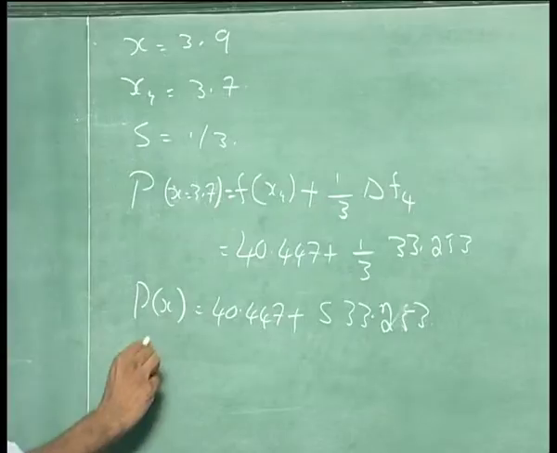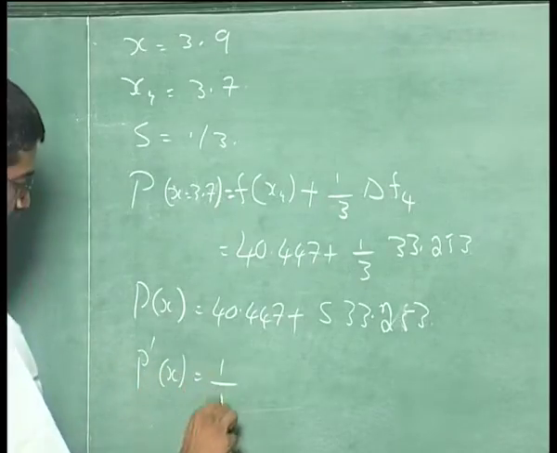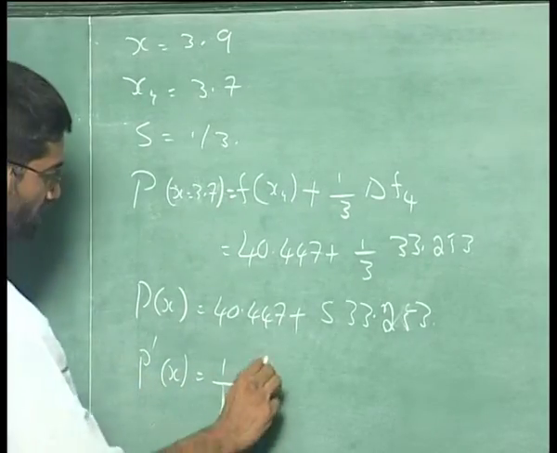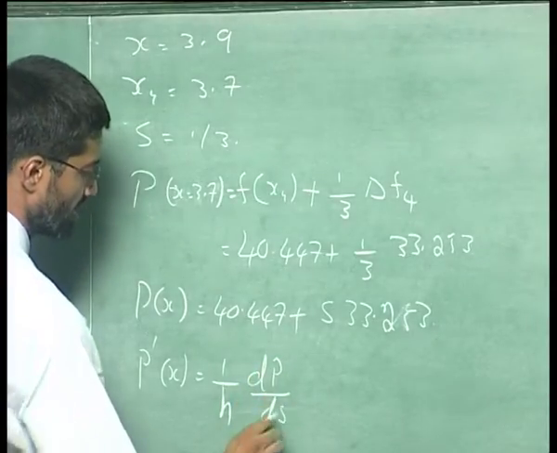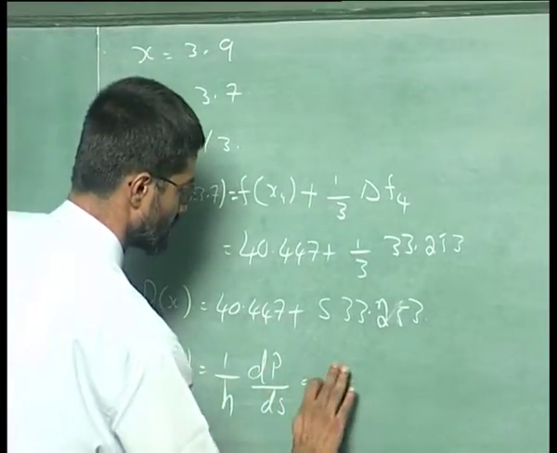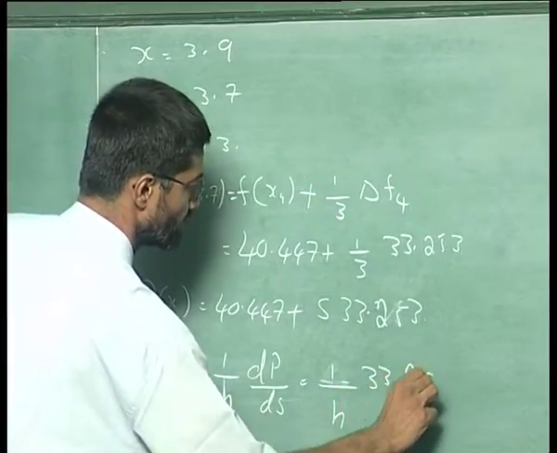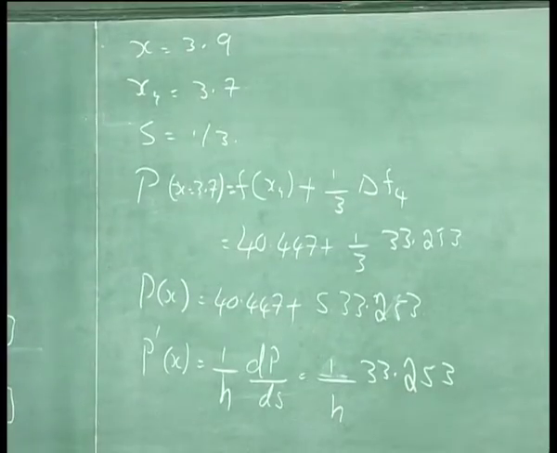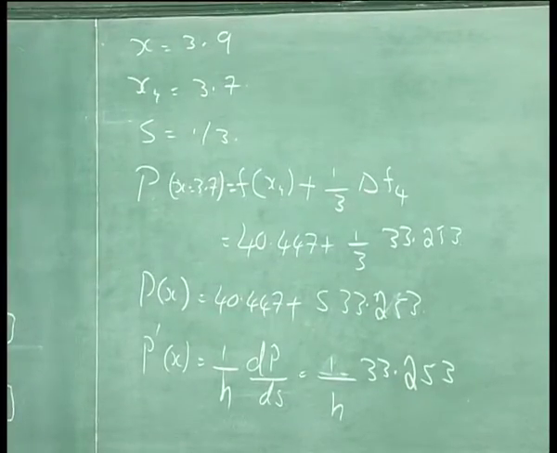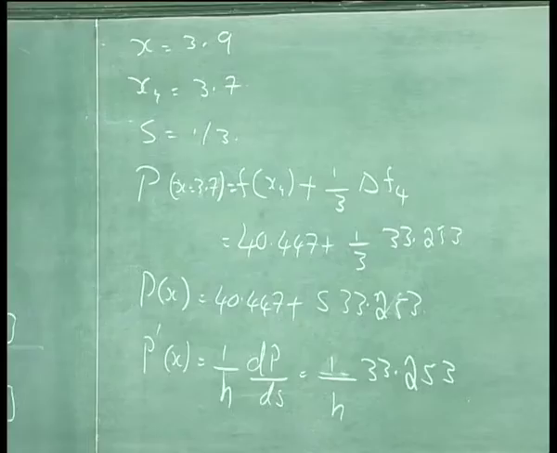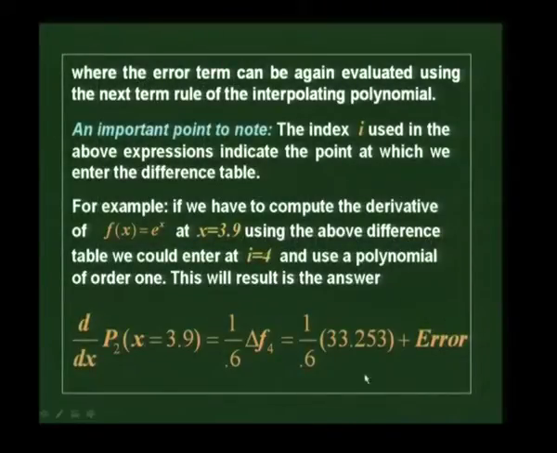And the derivative of that polynomial, which we know is 1 over h into dp by ds, is simply 1 over h into 33.253. Okay, that is what we have. So that is what we will get, we will see that here. We could evaluate that: 33.253 by 0.6, since h is 0.6. And then there is the error term.